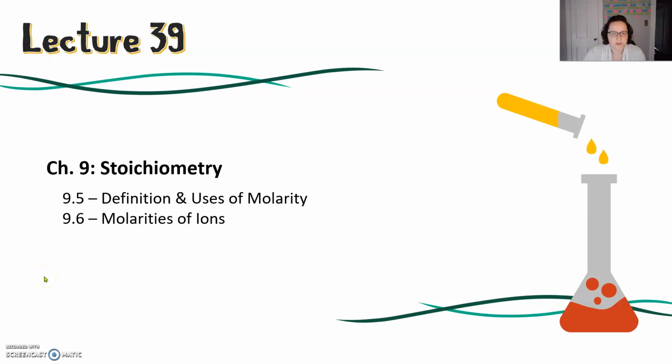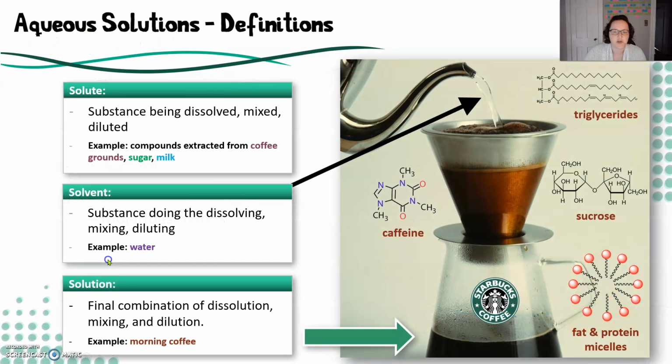This mini-lecture returns to solutions and introduces a quantitative way of expressing and calculating concentrations of both compounds and ions in both concentrated and diluted solutions. I previously introduced the terminology for solutions using coffee and tea as an example of an everyday solution.